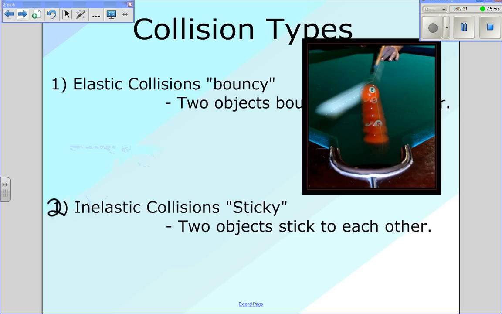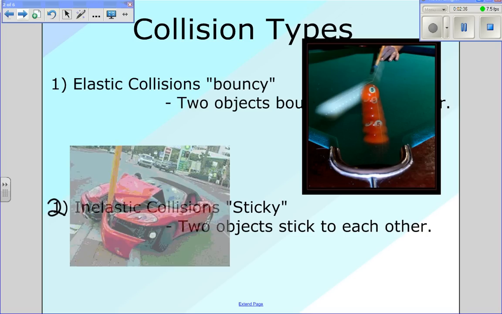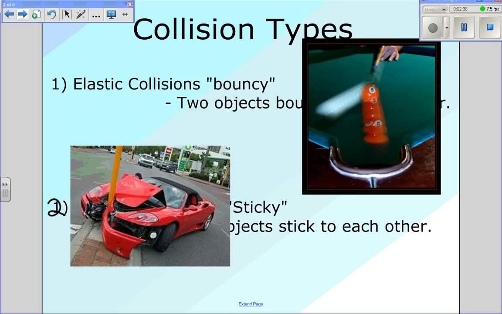A classic example for inelastic collisions are car crashes. If you have car crashes at high velocity in particular, the two cars tend to stick together. This picture is a particularly tragic example, not because I think anyone got hurt, it's just that it is a very expensive car.